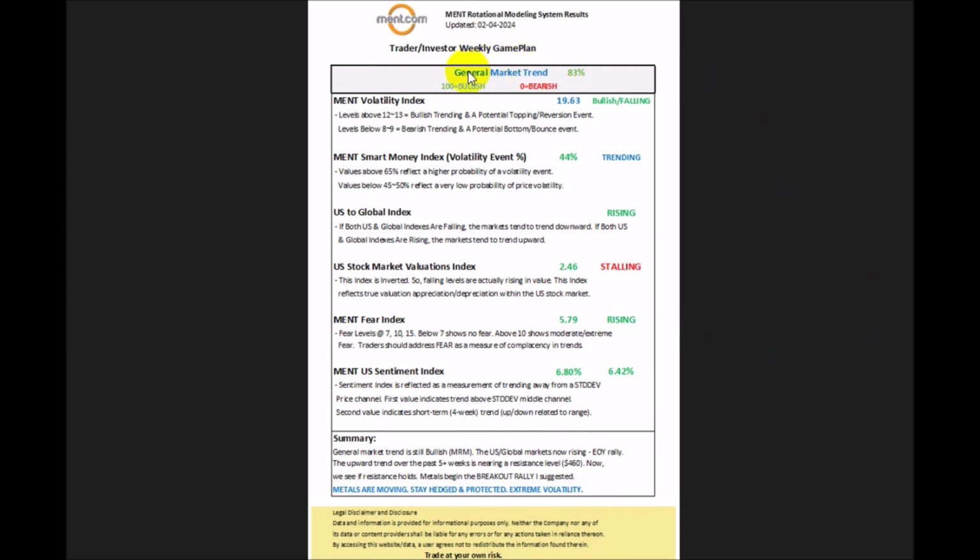Okay, general market index is still at 83. MENT volatility is 19.63, bullish and falling. Again, very toppy, but still very bullish. Smart money index is trending. We just went through that. US to global index is rising. Stock market valuation index is stalling. Fear index is 5.79 and rising. And US sentiment index is rising. We're getting very good overall momentum trends to the upside.